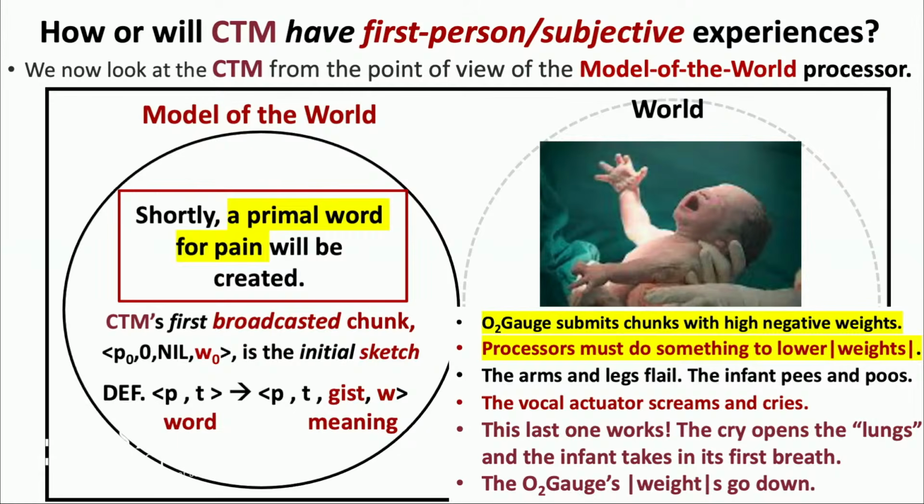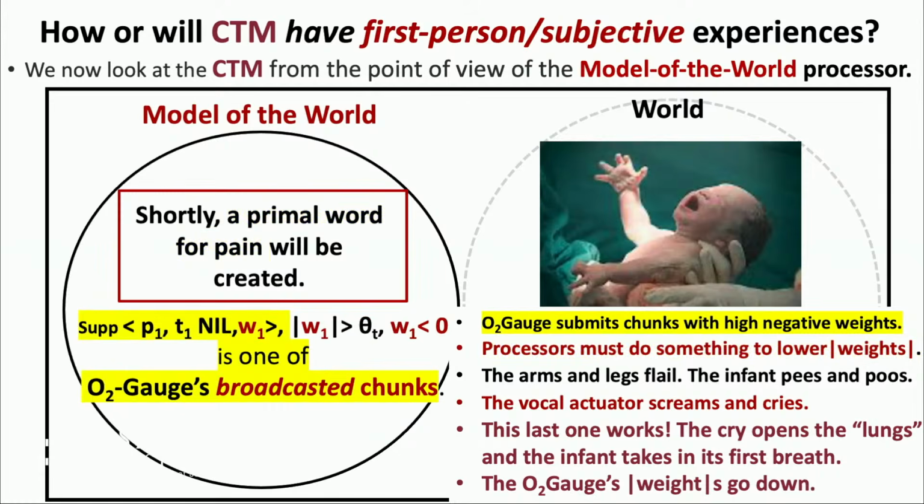So the motor processor is attached to these arms and legs, whatever, and they flail. If you see the baby flailing, and it pees, poos, all these things happen all at once. And then the vocal actuator screams and cries. Wow, this works. The cry opens the lungs, and the infant takes its first breath. And the oxygen gauge then can go down, okay? So that's why everybody's happy, it's breathing.